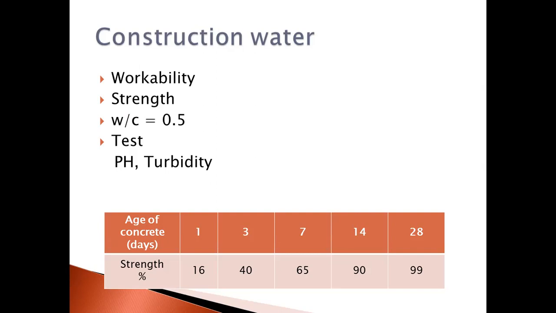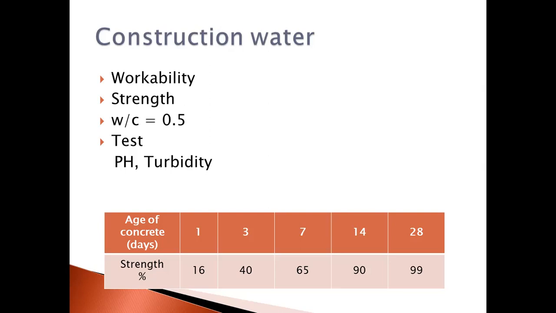If we reduce the water, strength will increase, but workability will be poor. So there should be a proper range. That range is known as water cement ratio, which is nothing but W by C, equal to 0.5. It is nothing but weight of water by weight of cement.